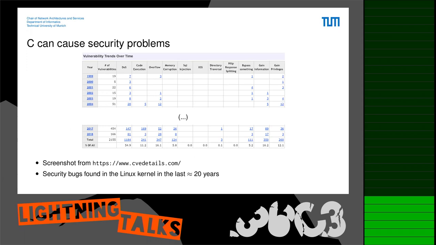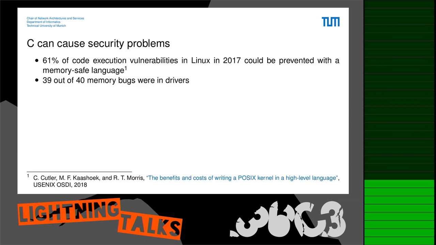If you look at security bugs, these are CVEs in the Linux kernel over the years, there are a lot of security issues. Of course, not all of them can be attributed to C being a bad language, but some of them can. There have been studies, for example, in 2017, 61% of the code execution type vulnerabilities in the Linux kernel would have been prevented if a memory safe language had been in use for the kernel, like use after free and missing bounds checks and so on.